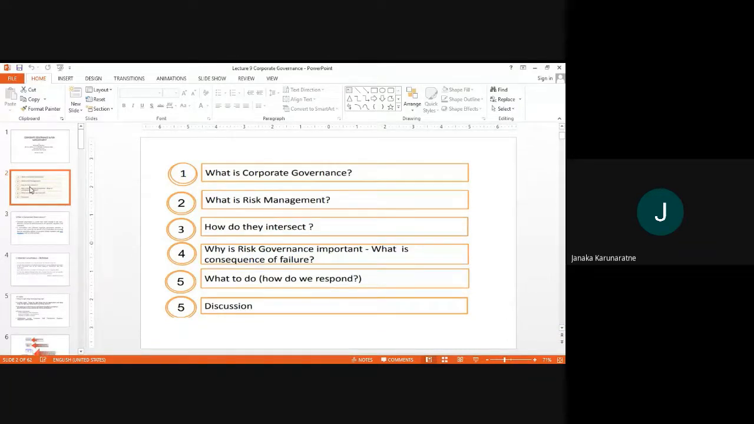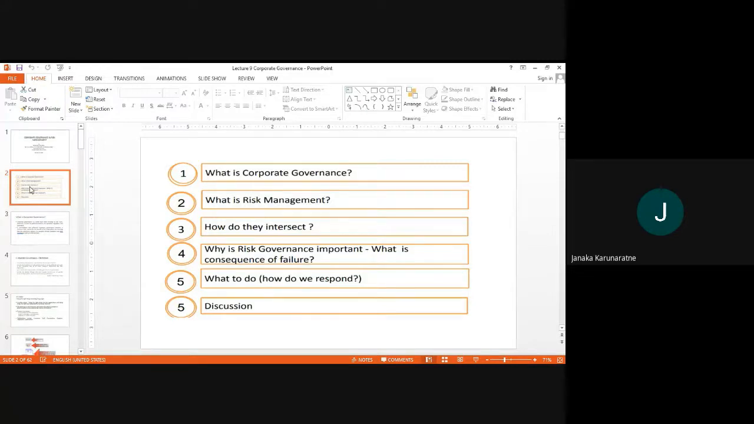Whenever we talk about corporate governance, we talk about risk. Whenever we talk about risk, we talk about corporate governance. So these are interlinked, interrelated components. No bank can exist without corporate governance, and that leads to risk management. If your bank does not have proper risk management, it's an issue of corporate governance.